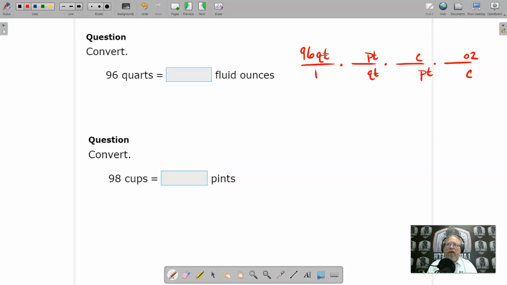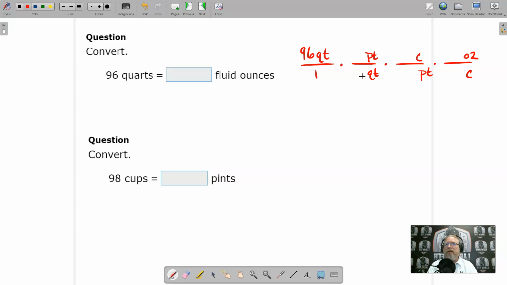And notice how quarts is up here, so I'll put it down here. Automatically pints is going to have to go up in the numerator. On the next one I put pints in the denominator because I want those to cancel. I'm going to match that up with the cups. Now cups is in the numerator, so I want it in the denominator so that those will cancel, leaving me with ounces. So see how I'm setting this up? I set up my conversion factors based upon what I want to cancel.